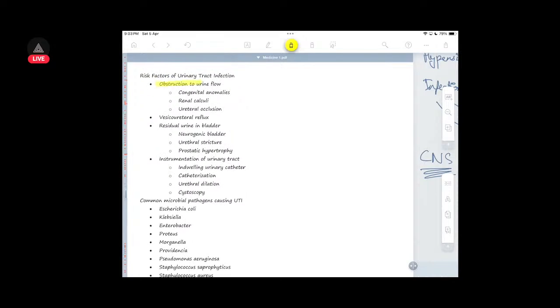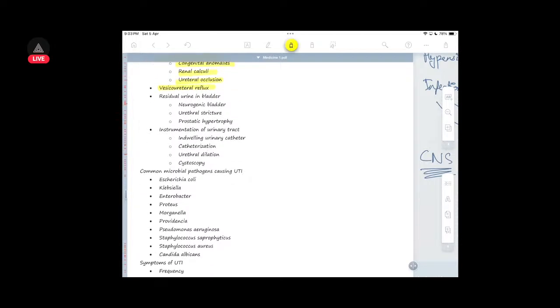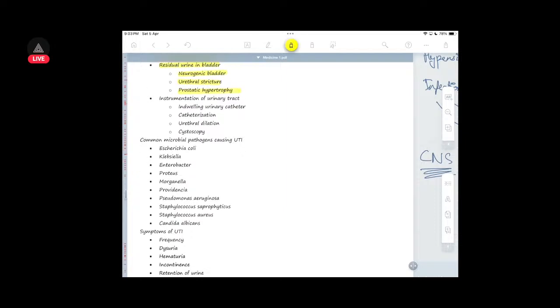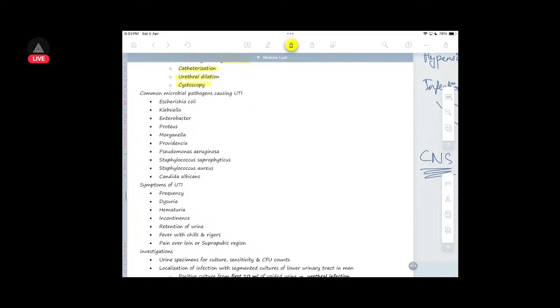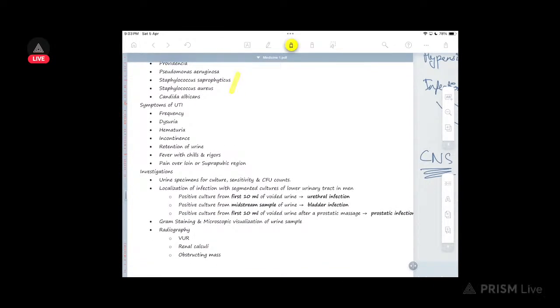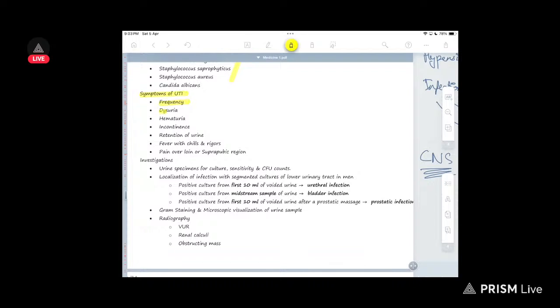Risk factors: obstruction to urine flow, congenital anomalies, renal calculi, ureteral obstruction, ureteral occlusion. Then vesicoureteral reflux, residual urine in the bladder due to neurogenic bladder, urethral stricture or prostatic hypertrophy. There is instrumentation of the urinary tract like catheterization, urethral dilatation and cystoscopy. Common microbial pathogens are E. coli, Klebsiella, Enterobacter, Staphylococcus aureus. Symptoms are frequency, dysuria, hematuria, incontinence, retention of urine, fever with chills, and pain over the loin.